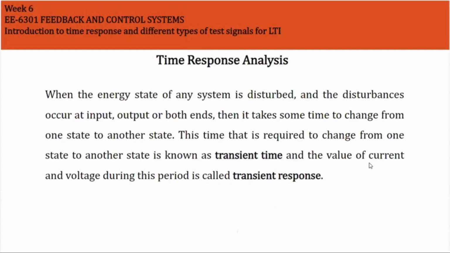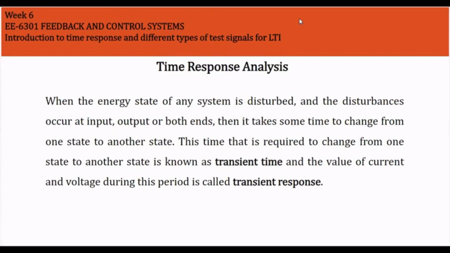It is stated here that time response analysis says that when the energy state of any system is disturbed, and the disturbances occur at the input, output, or both ends, then it takes some time to change from one state to another state. Please take note, this time required to change from one state to another is called the transient time. The value of the current and voltage during this period is called the transient response.